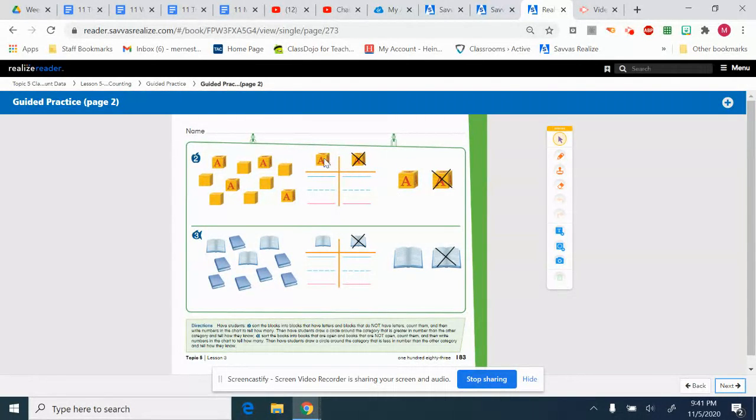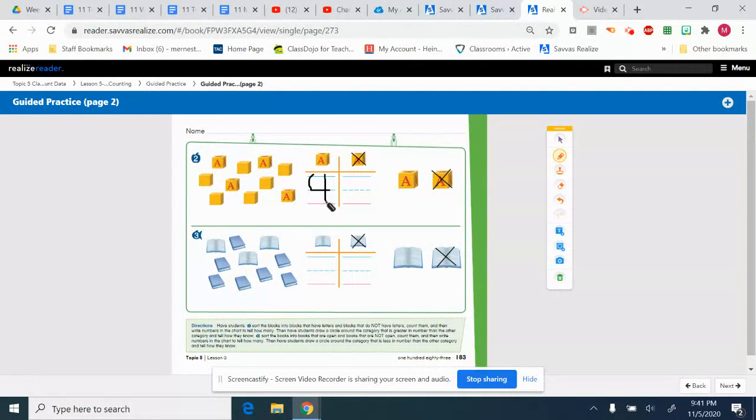All right, kindergartners, these are the blocks that have the letter A on them. These are the blocks that do not. So let's go ahead and count how many have the letter A. 1, 2, 3, 4. Good work. Let's go ahead and put a 4 under here.